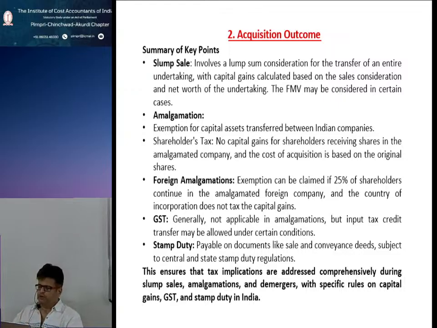and the country of incorporation does not tax the capital gains. GST is generally not applicable in amalgamations, but input tax credit transfer may be allowed under certain conditions. Stamp duty is payable on documents like sale and conveyance deeds, subject to central and state stamp duty regulations. This ensures that tax implications are addressed comprehensively during slump sales, amalgamations and demergers, with specific rules on capital gains, GST and stamp duty in India.